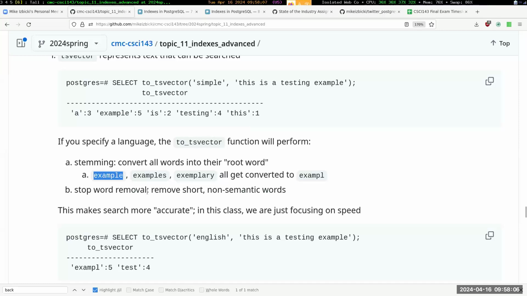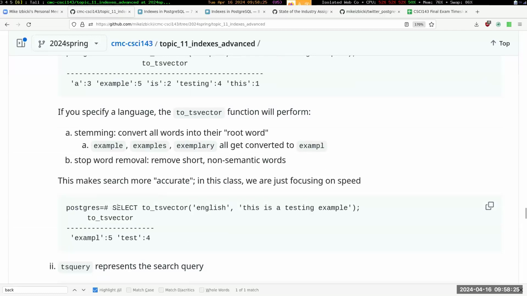The second modification it will do to your data is called stop word removal, and this will remove short non-semantic words. So things like this, is, a, you're not normally searching for these sorts of non-semantic words in a document, and so it'll remove those from your document.